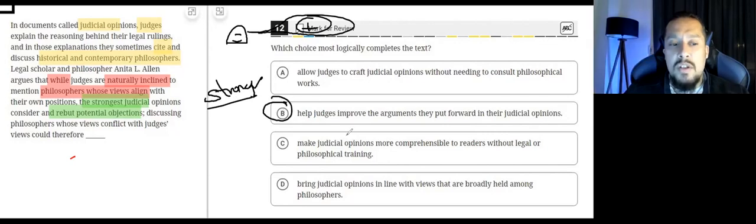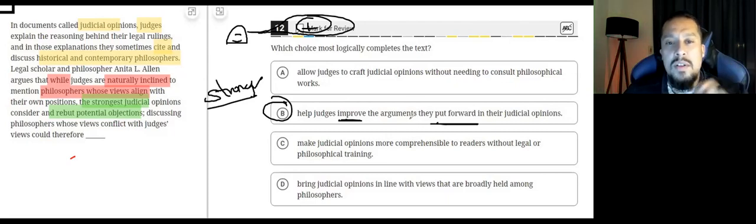So answer B was the best one. It helps judges improve the arguments they put forward. Because again, if you understand what's being said, you put the pieces together. I have a judgment. I usually cite historical context that aligns with my views. But if there are objections to that from other philosophers, and I also say why those objections are wrong, this makes my position stronger.